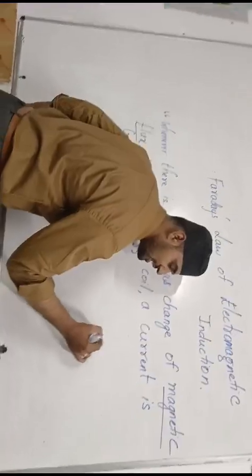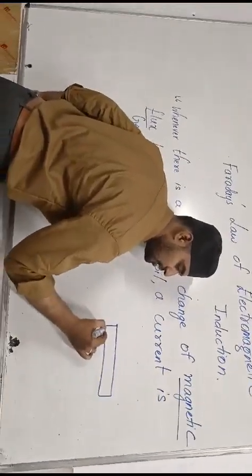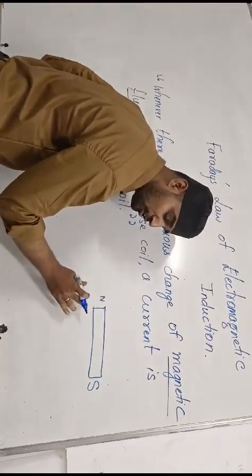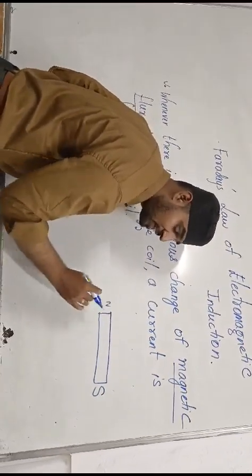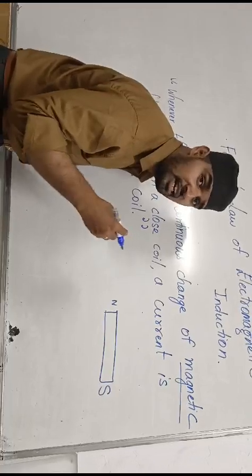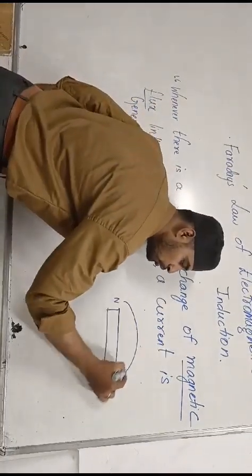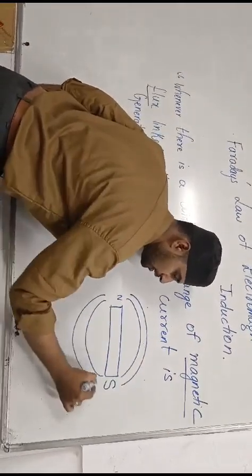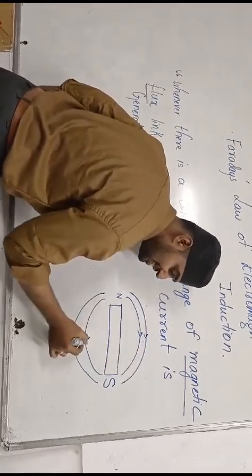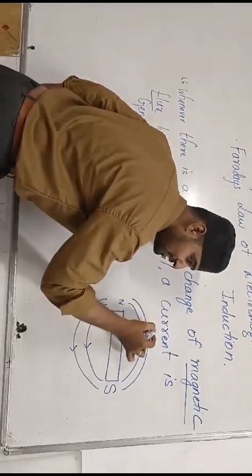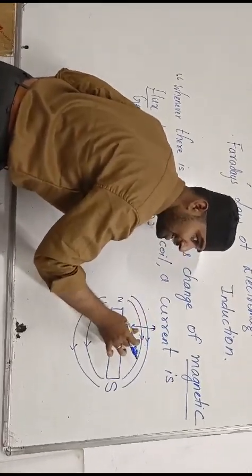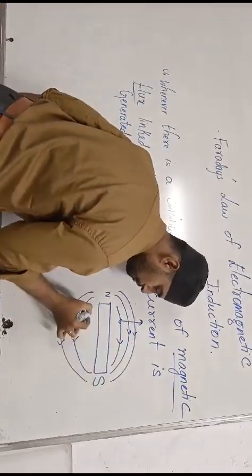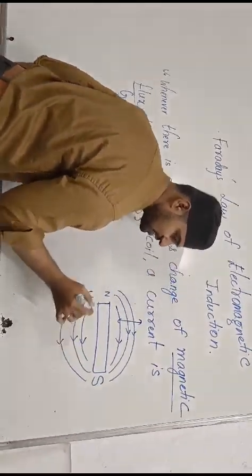Now, let us take a bar magnet. It will have a north pole and a south pole. Around the magnet, there will be magnetic field lines from the north pole to the south pole. These lines indicate the magnetic flux. The more the number of lines, the more the magnetic flux.